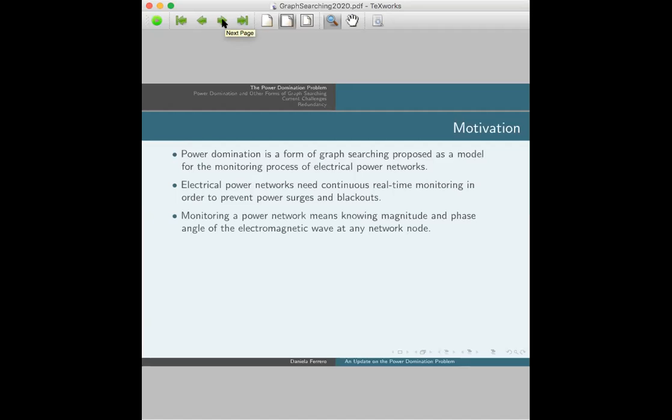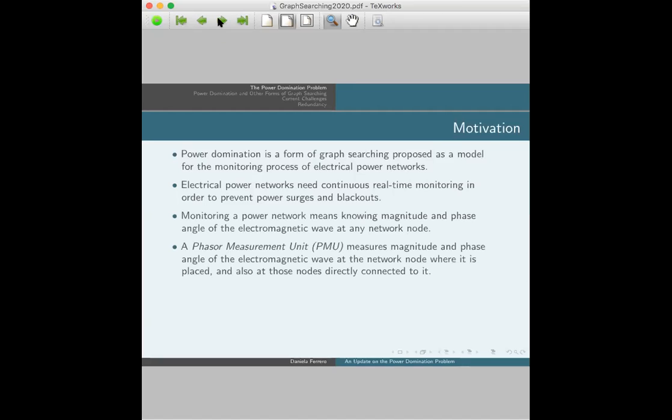To monitor a power network means knowing the electricity wave at any network point at any single time, in real time. This is accomplished by placing phasor measurement units. These devices measure the phase angle and the magnitude of the electromagnetic waves in the place of the network where they are placed, but can also provide information for other locations. And the idea is that it's not necessary to put a PMU in each node of the network. That would be too expensive.